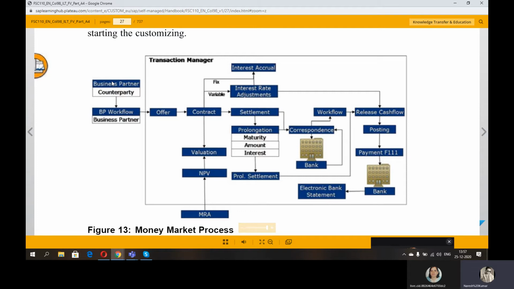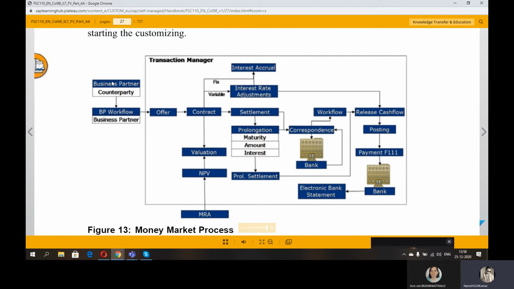Based on the business partner workflow, the offer will be generated. Based on that, the contract will be done. Once the contract is done, it will go with settlement, and it will reach two different options. One is prolongation, second is correspondence. Based on prolongation, maturity, amount, interest, it will go for prolonged settlement. Sometimes it will go with correspondence and it will reach the bank.